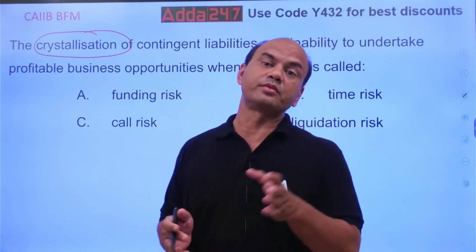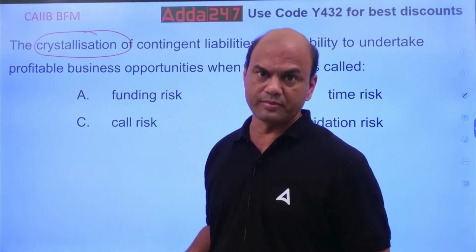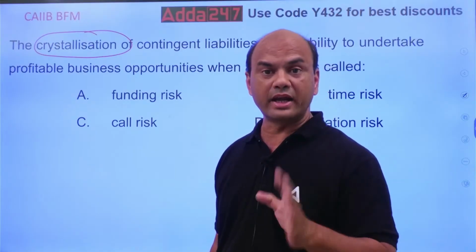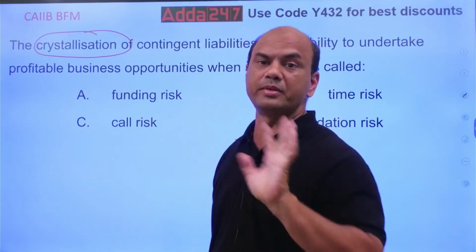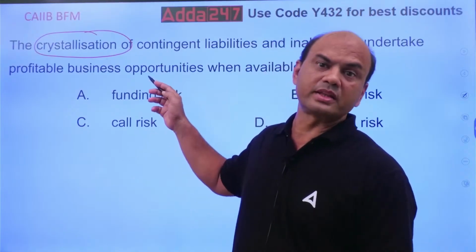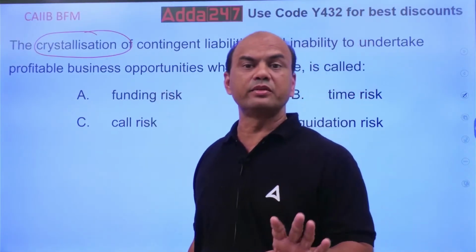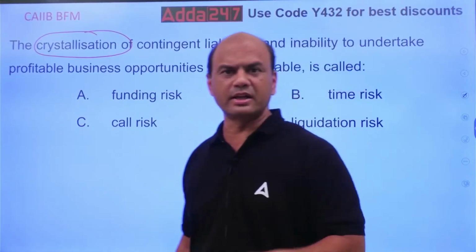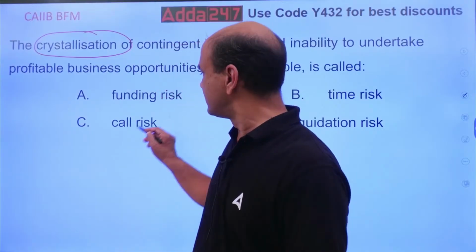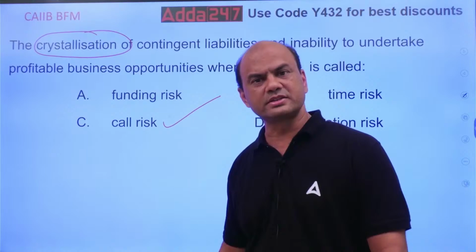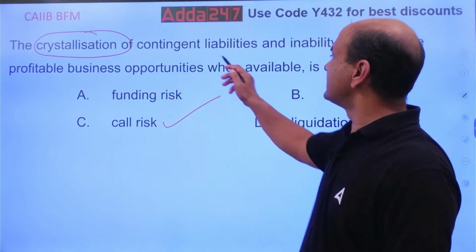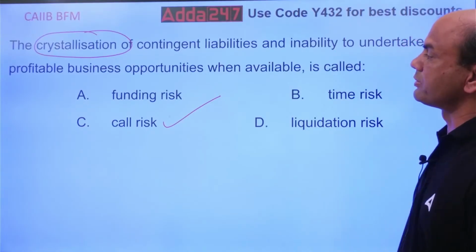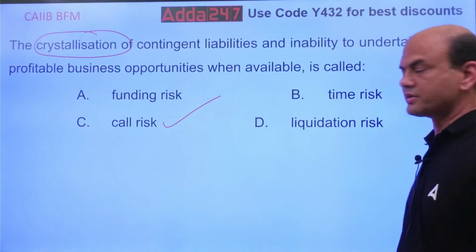Here, whenever anything comes for payment, suppose I issue you the bond and I call them back for payment. So what am I doing? I am guaranteeing you that you give me that bond, I'll give you that payment. What are you doing in crystallization of guarantees? I am telling you that you give me that guarantee, either because of non-performance of that client, and I'll give you the payment. Isn't it? Call risk. So crystallization of contingent liabilities and inability to undertake the profitable business is called call risk. Okay?